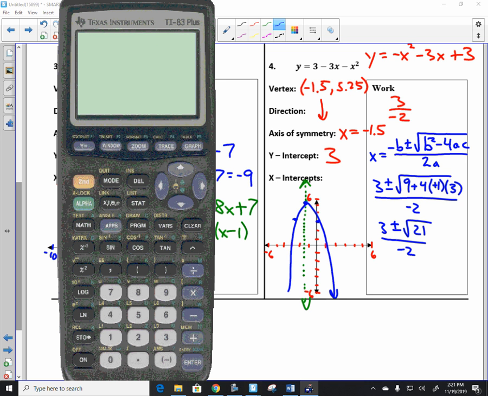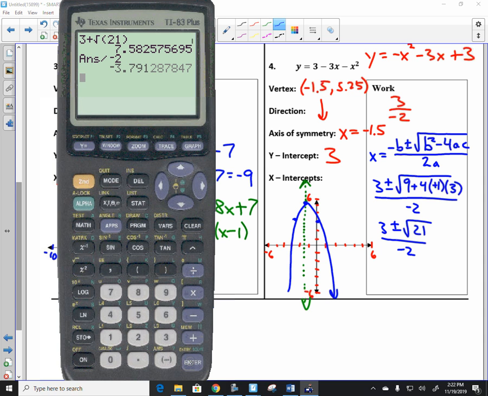So if you remember yesterday, we left off with this, 3 plus the square root of 21. Press enter and then divide by negative 2. And we said you should come out with something close to negative 3. Are we close to negative 3? Yeah, about negative 3.79.